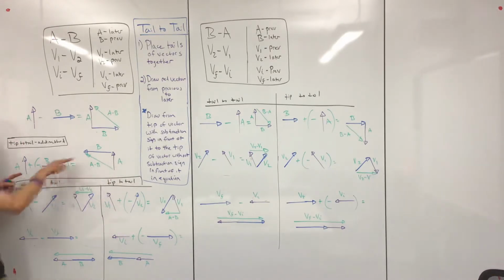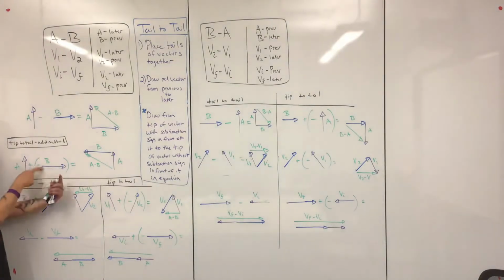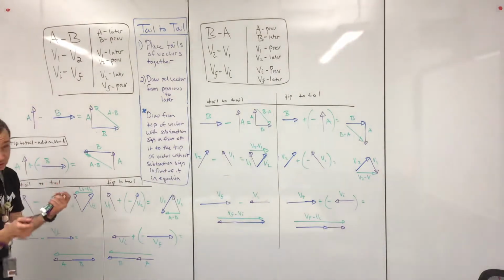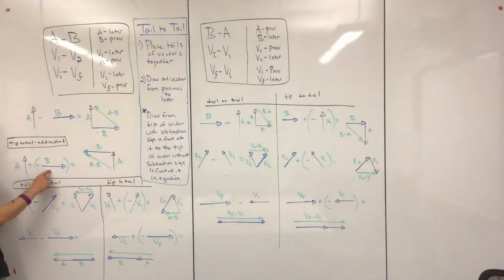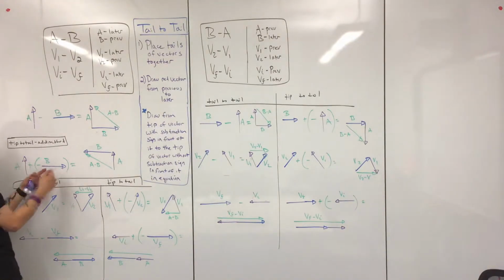But the thing here, right, B's pointing this way. Why is it pointing this way in this picture? Because in order to do tip to tail here, we have to change the direction. Now, I know we say don't change direction of vectors, but this is telling us that we have to. So it's okay to do it here. So we just want to flip the direction.